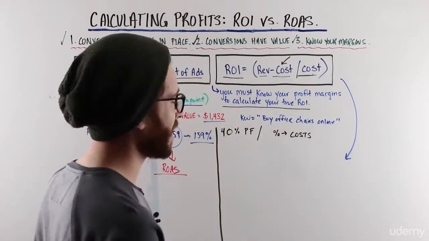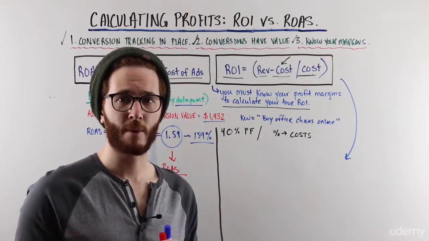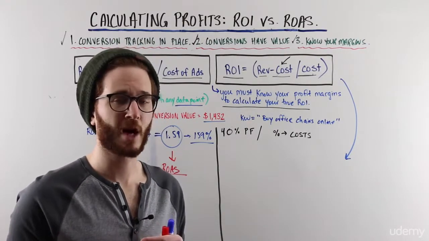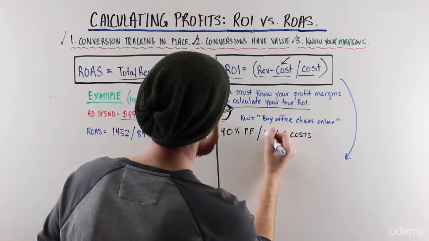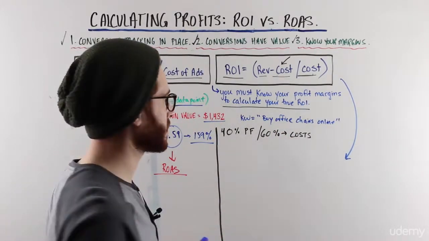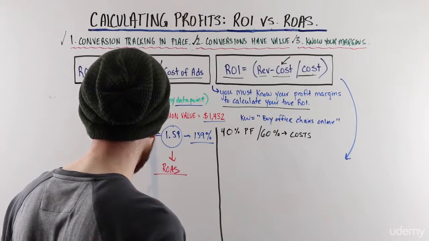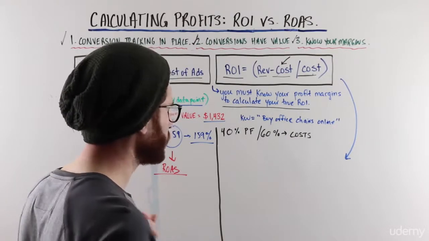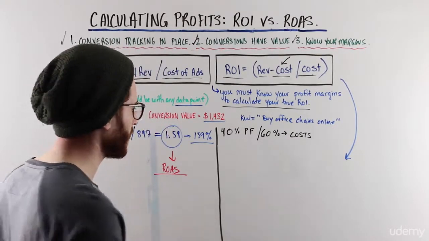So we have a 40% profit margin, which, guys, tell me how much of that is cost. If my profit margins are 40%, then obviously 60 cents on the dollar goes to the costs. So I have a little bit more of an expensive business to advertise for.